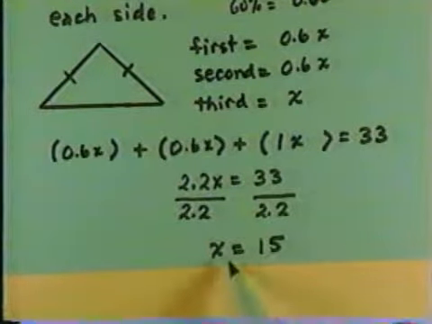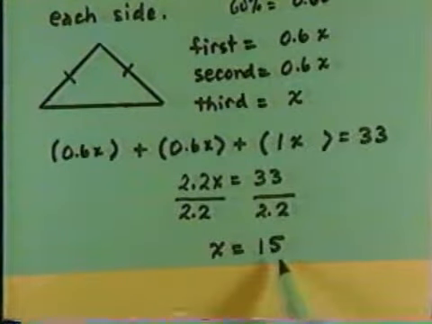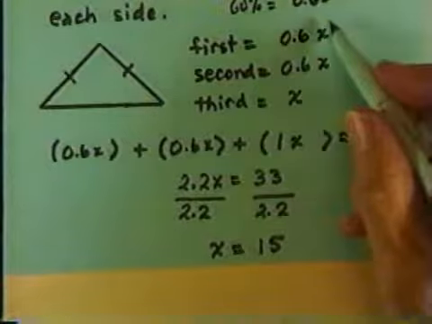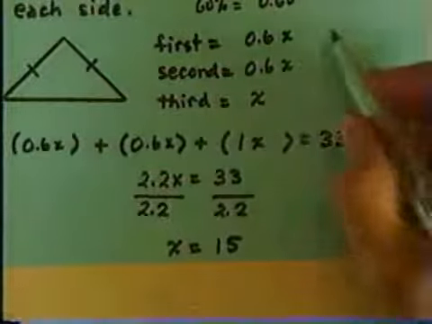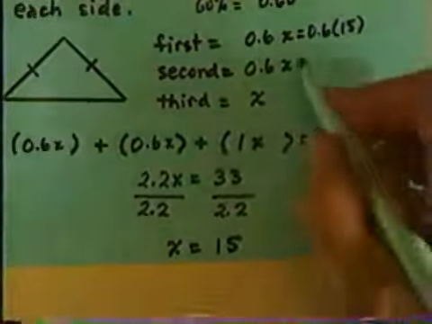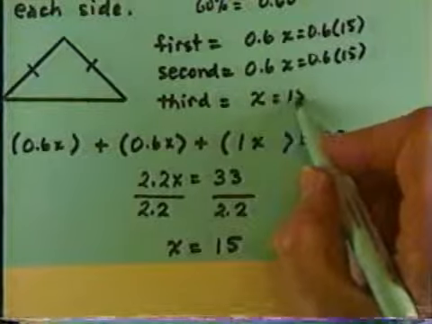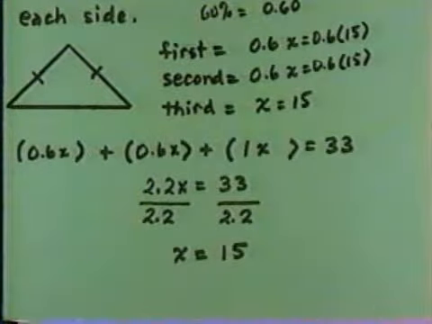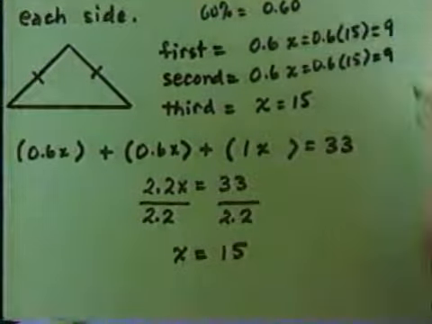Now remember that the 15 standing for x is a crucial piece of information, but it's not complete. We go back to our formulas and fill in 15 each place that we have the letter x. So we have 6/10 times 15, and 6/10 times 15, and 15. Well, 6/10 times 15 is 9, and so we get 9 and 9.